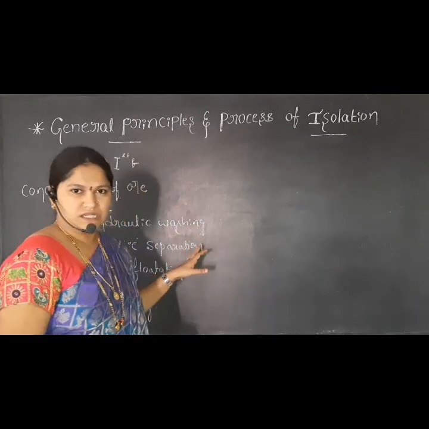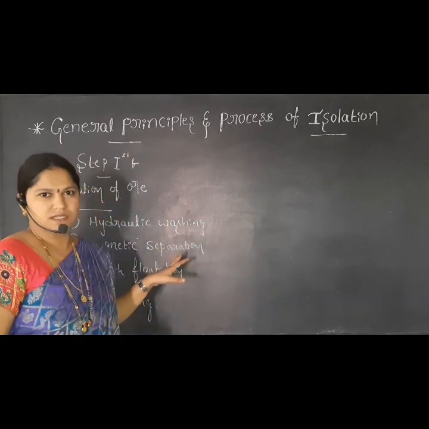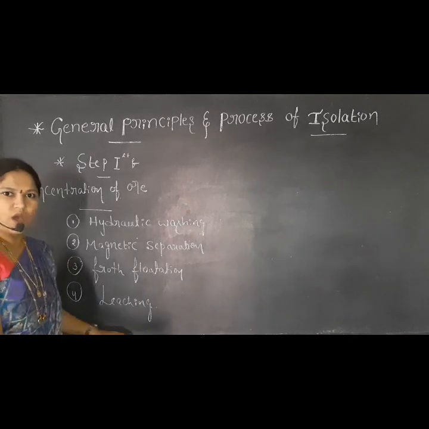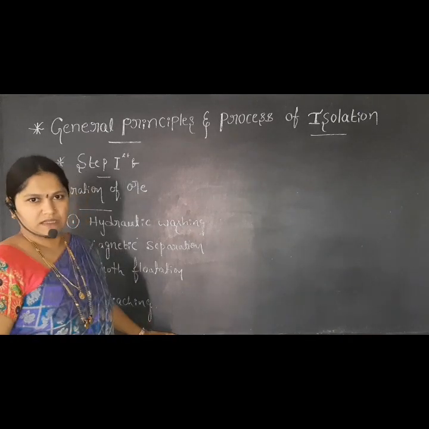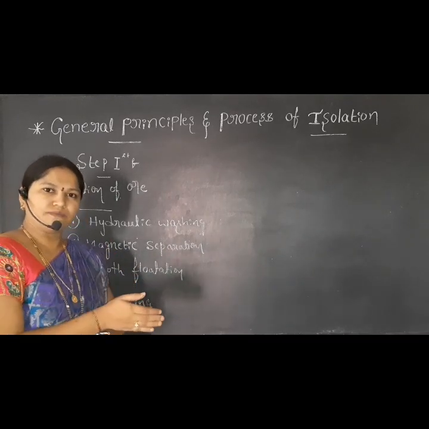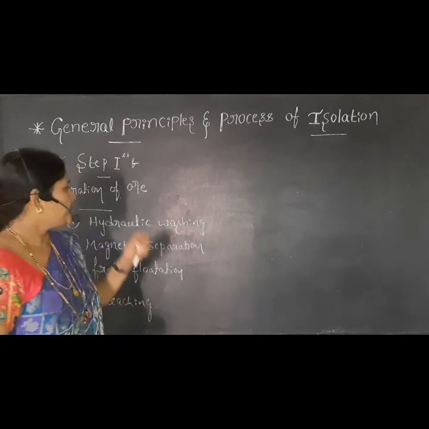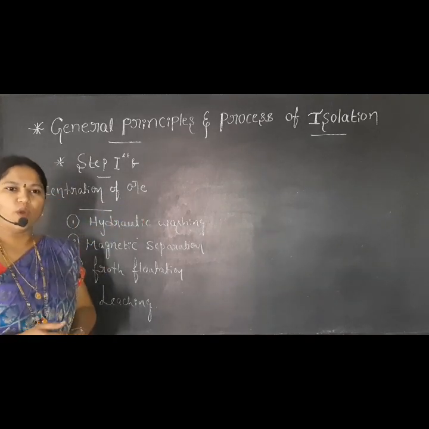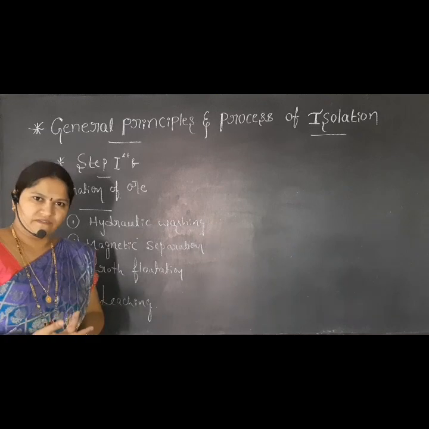We are already in the discussion of the first step, that is, concentration of the crude ore. The ore from the earth's crust is crushed or powdered well, and it is subjected to the first step called concentration of ore. Concentration is also known as ore dressing or ore beneficiation.